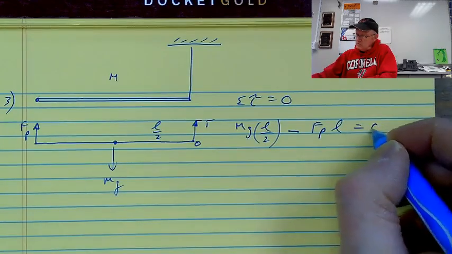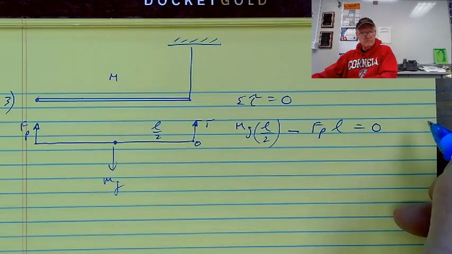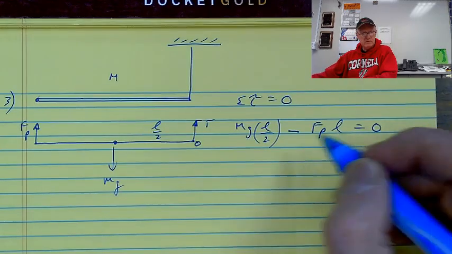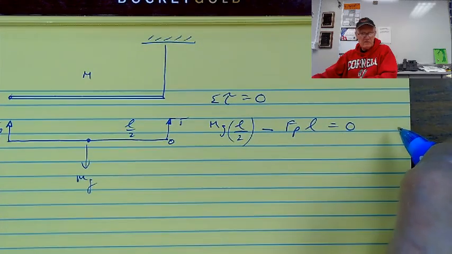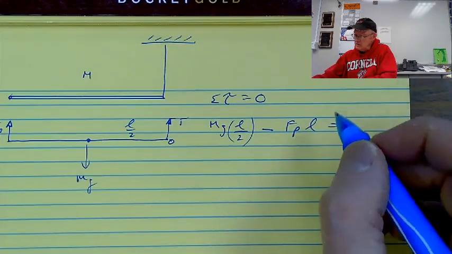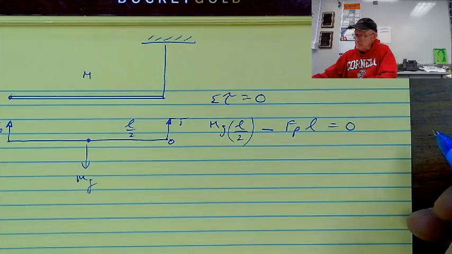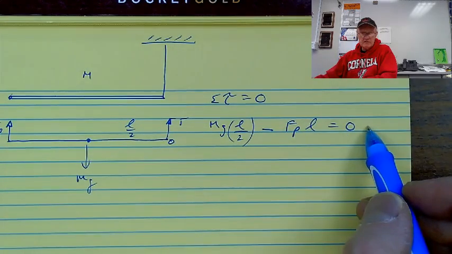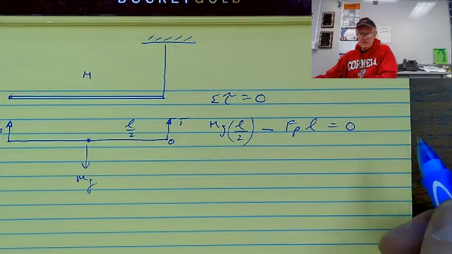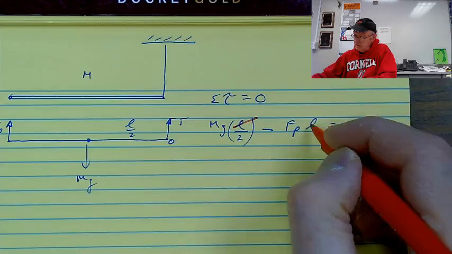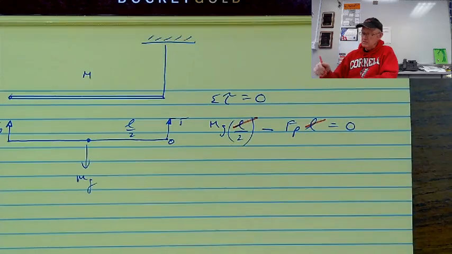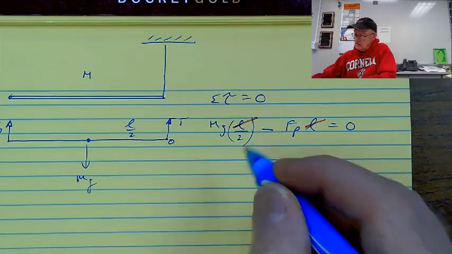Couldn't we divide both sides by L? 0 divided by L is still 0, so I can make the L go away. And I have mg over 2 equal to, oh, this is immediately solved, F_p. And there's our answer, F_p equals mg over 2. So this is a nice thing using the sum of torques, and that's an equilibrium condition.